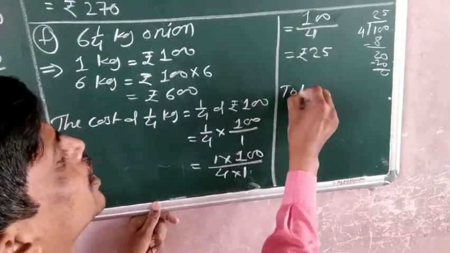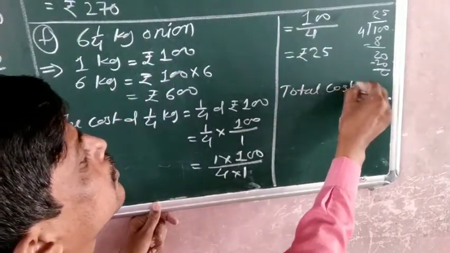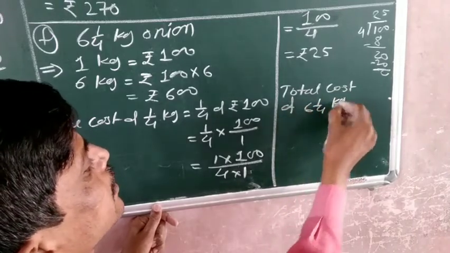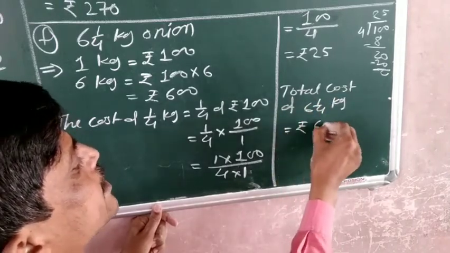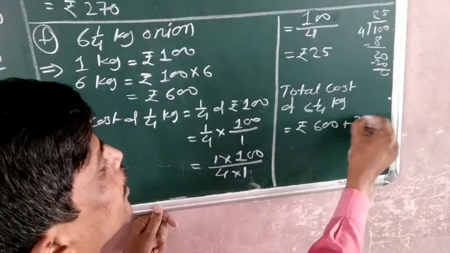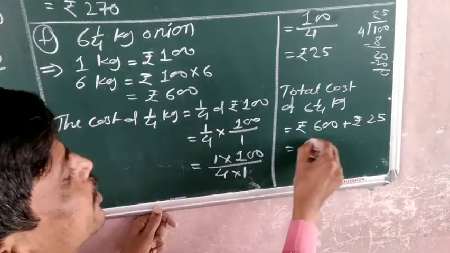Now see, total cost of 6 and quarter kg equal to rupees 600 plus rupees 25. Then it is equal to rupees 625.